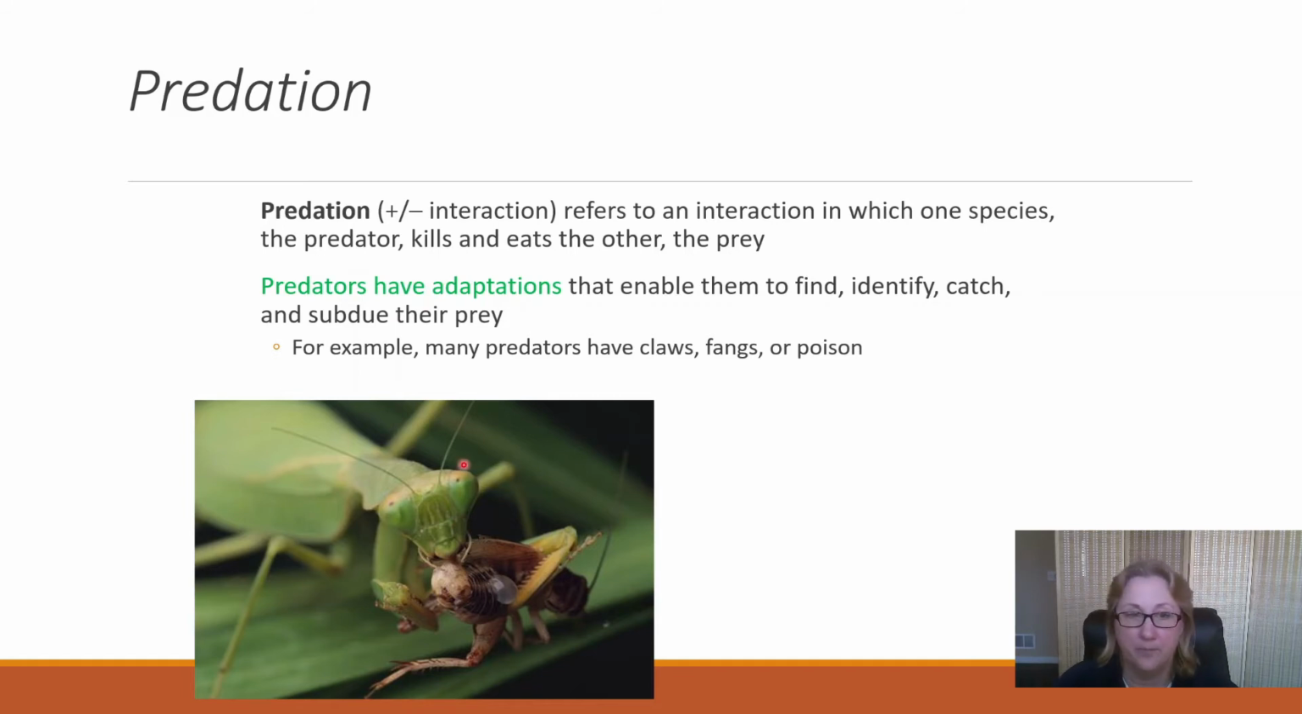For example, mantises have excellent vision for insects and also excellent depth perception. They also have front legs that have backward facing spines, so when they do grab something, it can't get away.